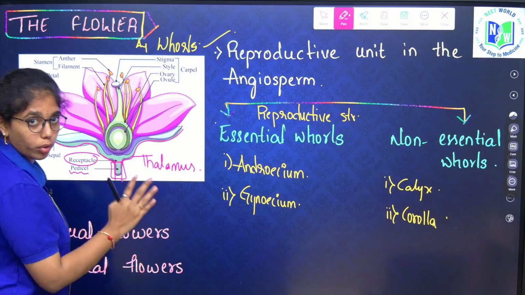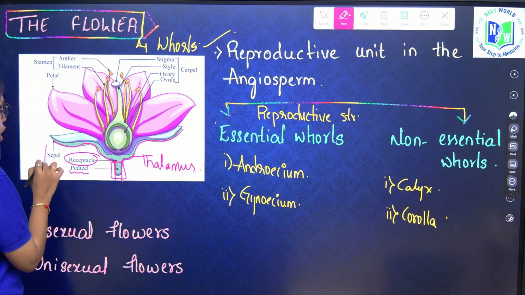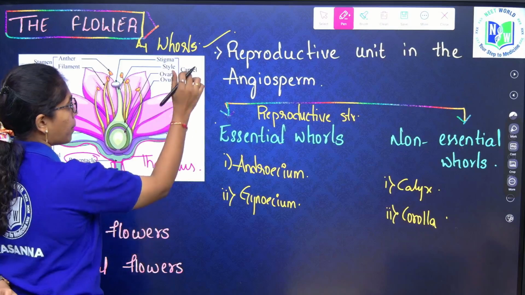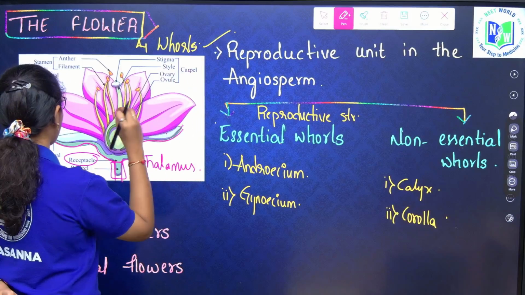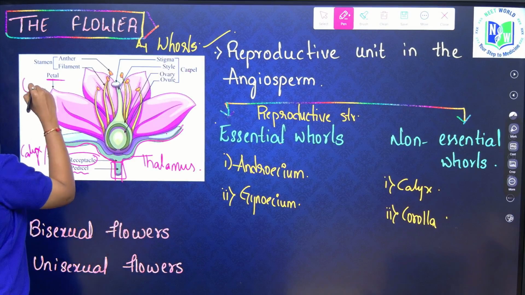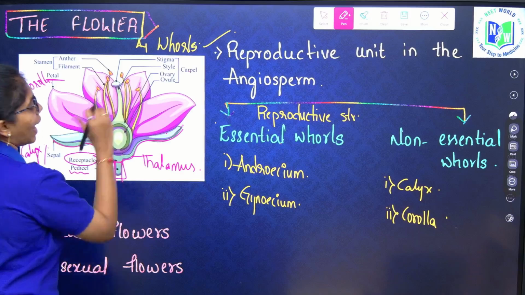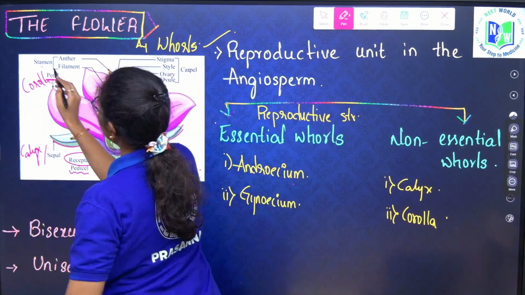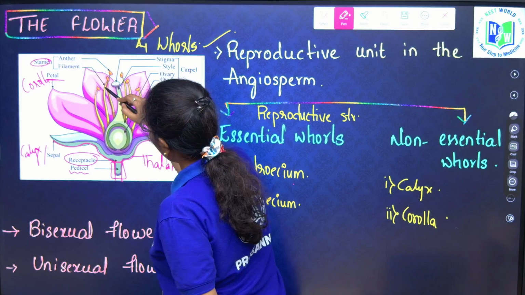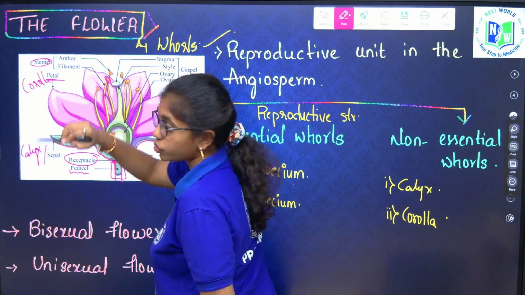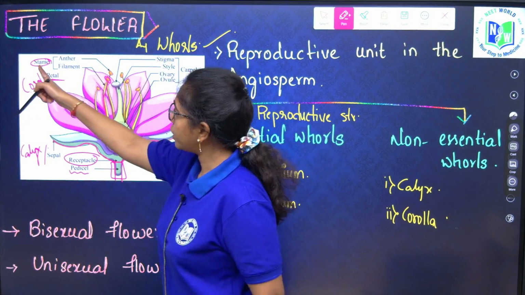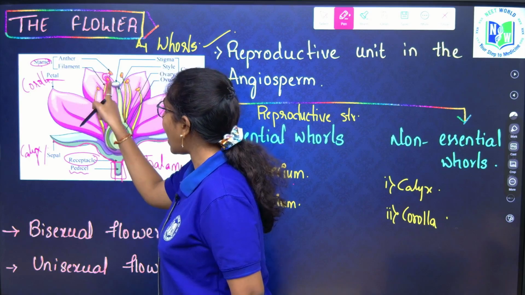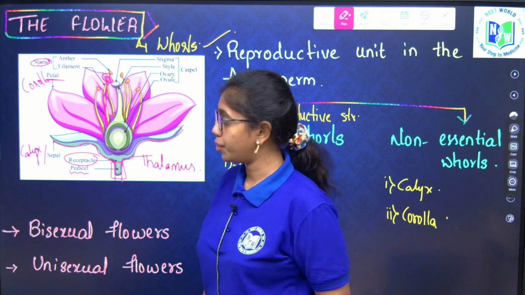What 4 segments or 4 whorls? Calyx or sepals. Calyx is also said to be sepals, and petals or corolla. Okay, calyx, petals or corolla. And androecium and gynoecium. Androecium includes stamens, wherein it has a long filament and anther over it which will disperse the pollen grains. Androecium includes stamens. Stamens has a long filament and anther which will disperse the pollen grains during fertilization.